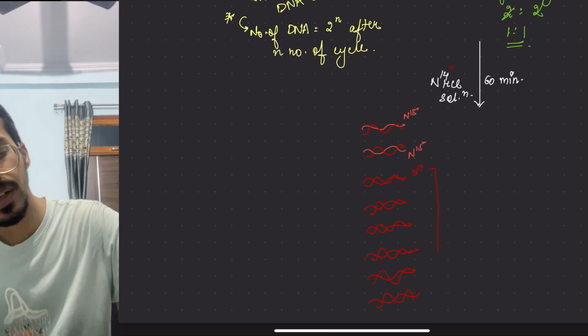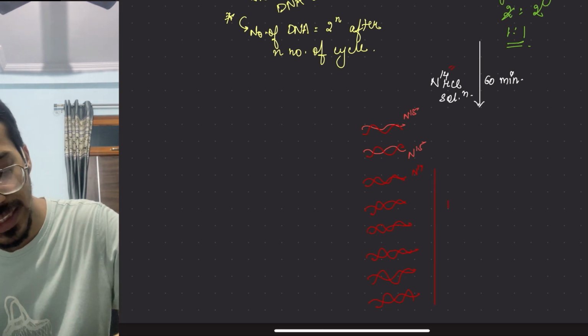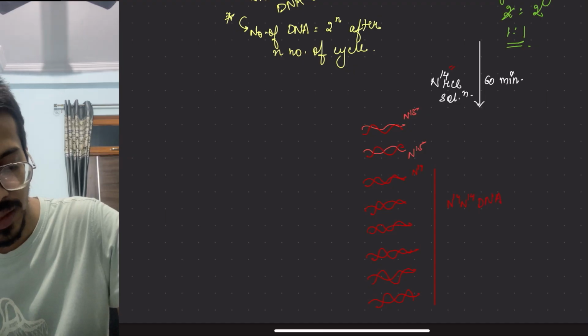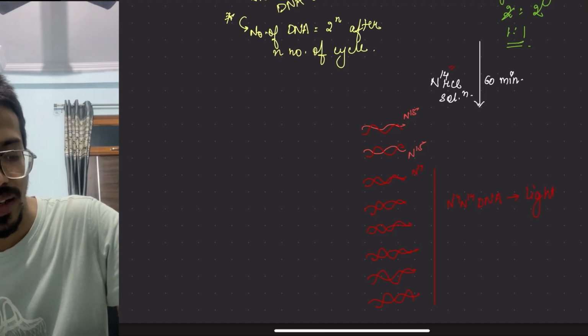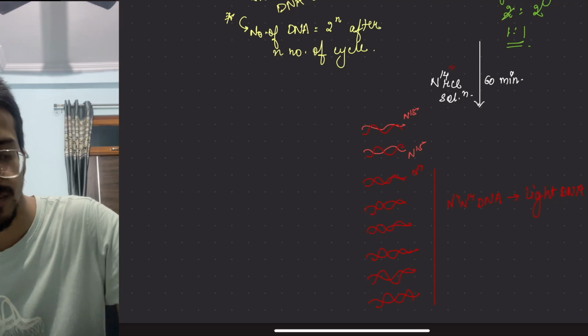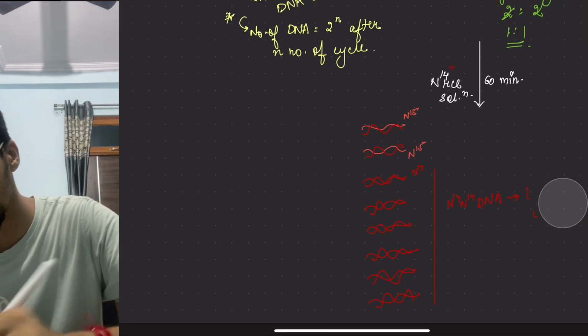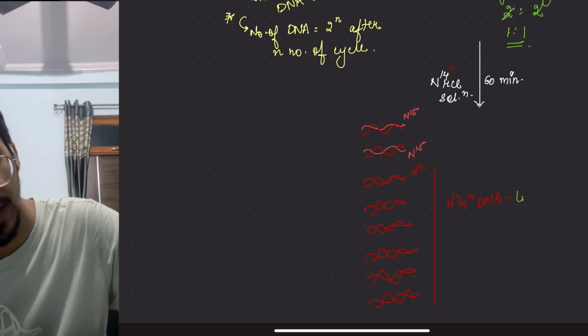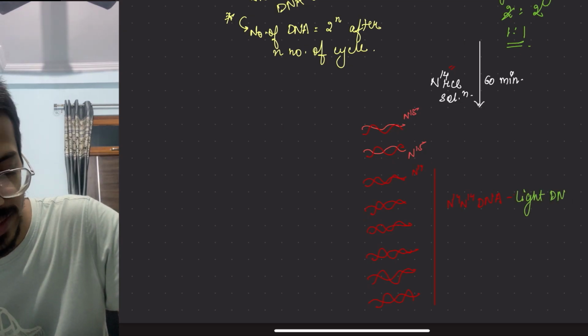So now what happened? These all are N14 strand DNA. Means what? They are all light DNA. Since I write it with the green, I will write it with the green only. So these all will be light DNA.